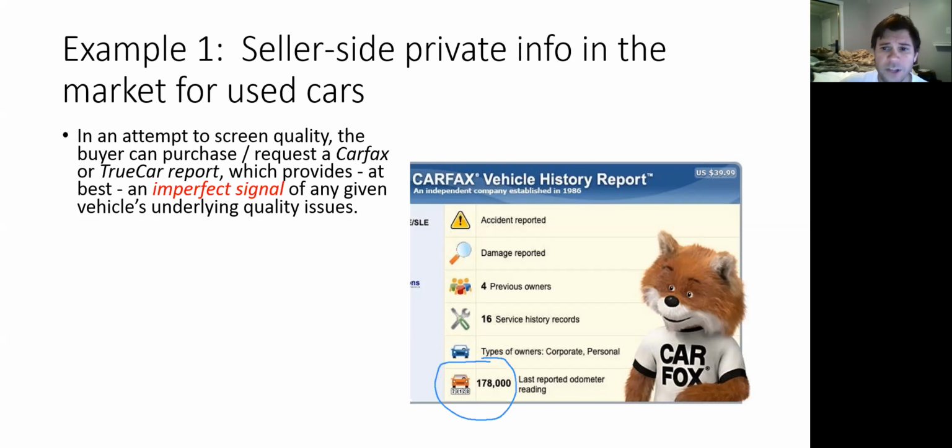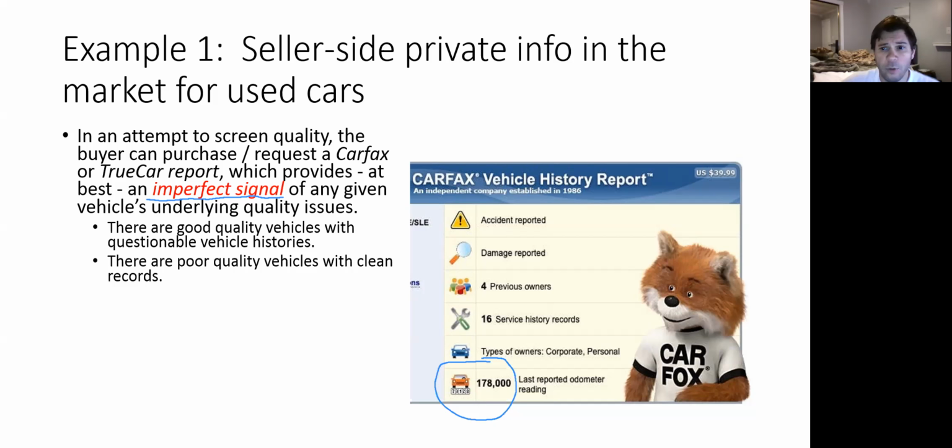The reason why I'm using this term imperfect signal is because just because a car has a good Carfax report, a clean history, doesn't necessarily mean it's a good vehicle. There could be unreported damage, for example. And just because a Carfax vehicle history report says that a car was in an accident doesn't necessarily mean that it is a bad quality vehicle if repairs were done properly. So the point being here, despite the fact we can get this type of report from Carfax or from TrueCar, there are good quality vehicles with questionable vehicle histories, and there are poor quality vehicles that may have clean records.